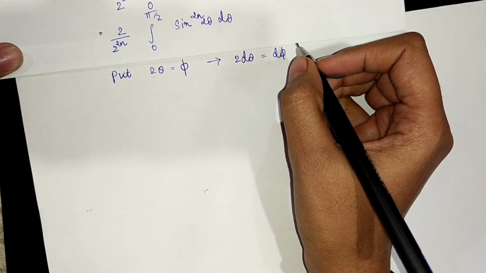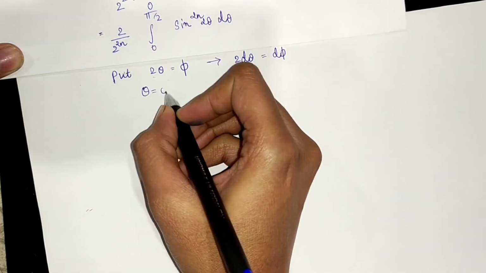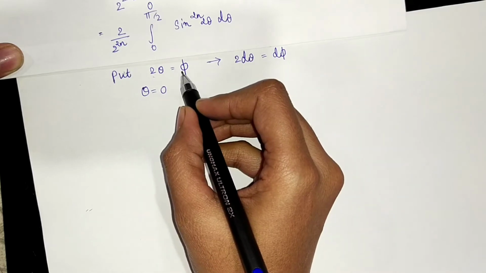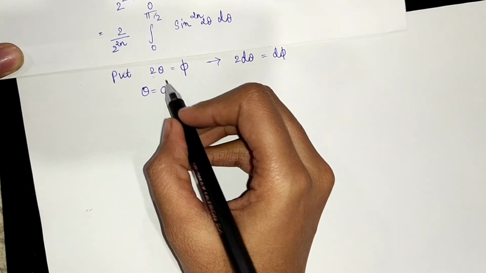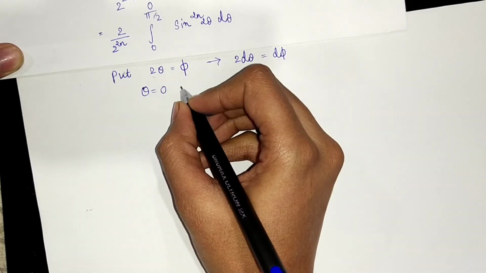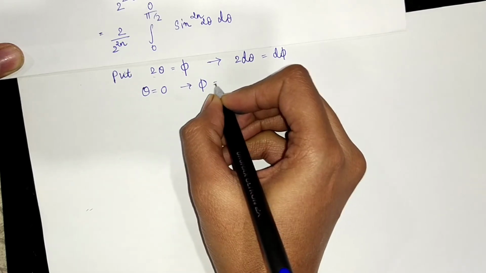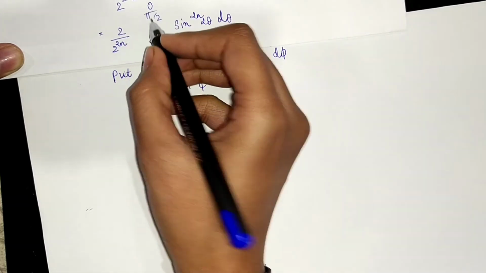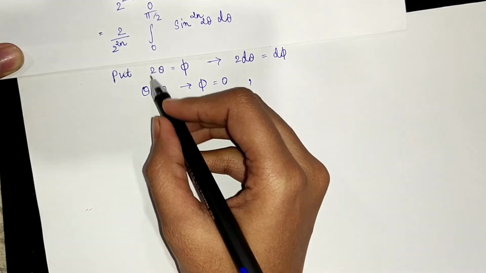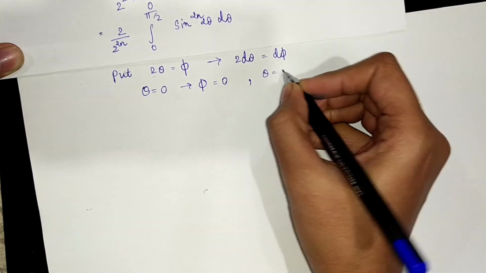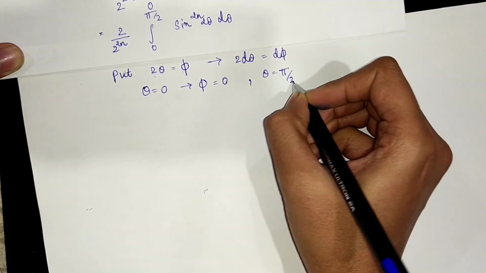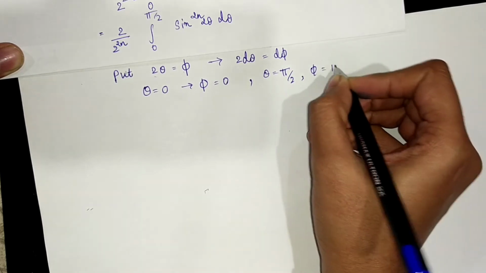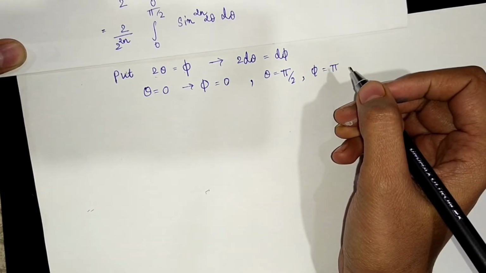The limit will also be changed. That is, if theta is 0, then phi will also be 0. And if we put pi by 2 here, then 2 and 2 will get cancelled, so our phi will be pi. Okay, so the limits will also change.